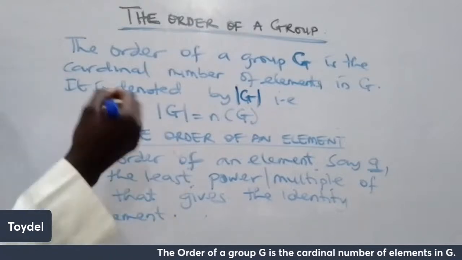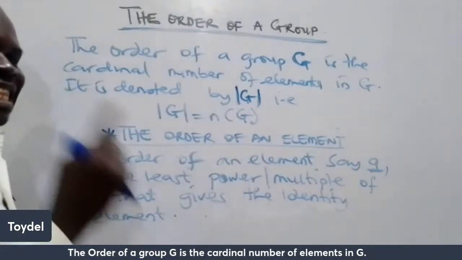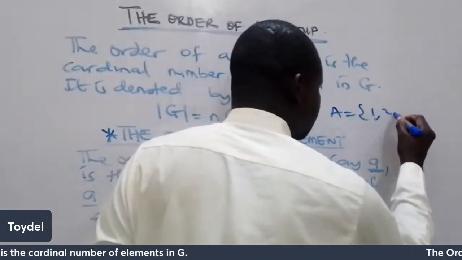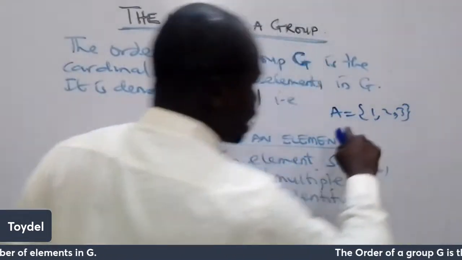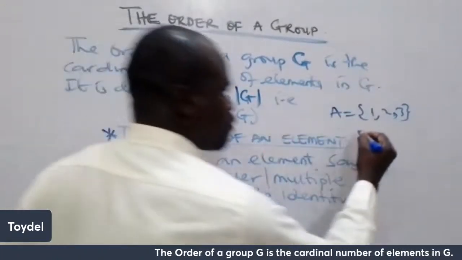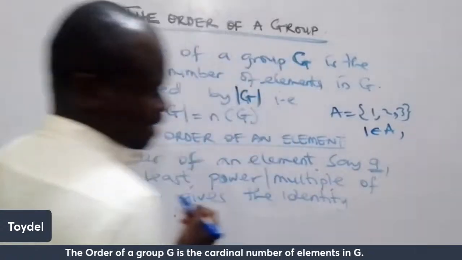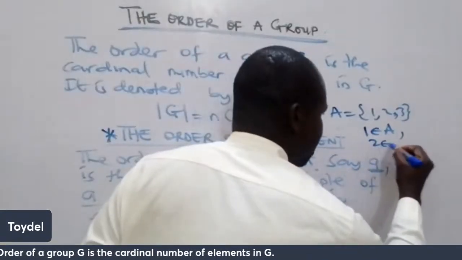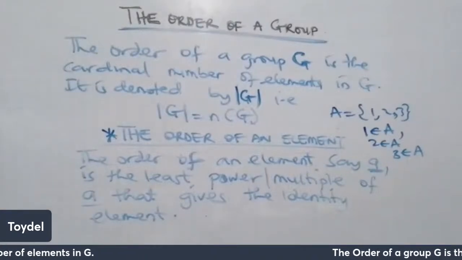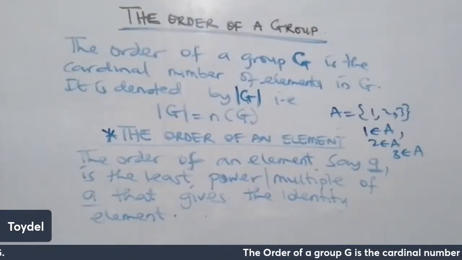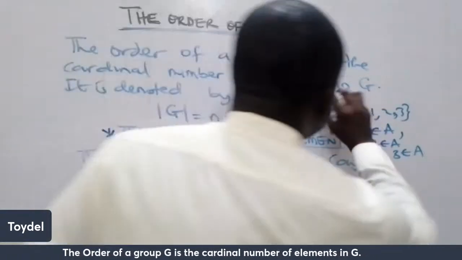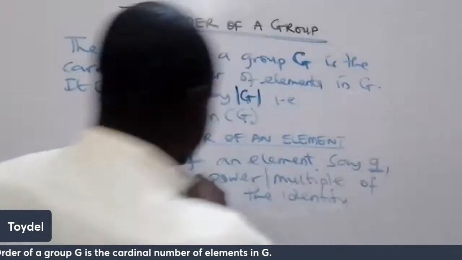Of course, a non-empty set has at least one element. Let's say you have a set A that has 1, 2, 3. All these elements, 1, 2, 3, belong to this set A. Of course, there's a way we write it. You can say 1 belongs to A, we can say 2 belongs to A, 3 belongs to A. 1, 2, 3 are elements of that set A. Now we want to talk about the order of an element. An element belongs to a group. So how do we define the order of an element? That is what I'm about to do now.